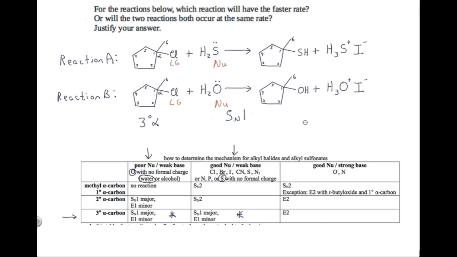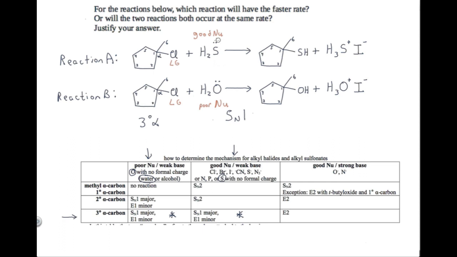All right, now we have to look for some difference between these two reactions. It doesn't help to compare the leaving groups because the leaving groups are the same. It doesn't help to compare the alpha carbons because the alpha carbons are the same. They're both tertiary. We have to compare the nucleophiles. And we know that this neutral sulfur is a good nucleophile. Neutral sulfur is in this middle column for a good nucleophile. Whereas the neutral oxygen in water is in this left-hand column, and we've learned that that makes it a poor nucleophile. So our first instinct might be that reaction A will be faster because it has a better nucleophile.